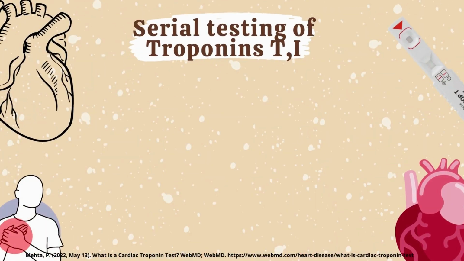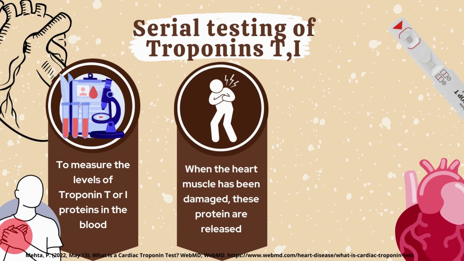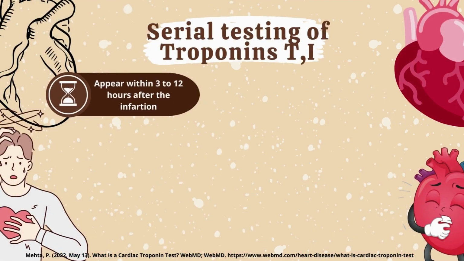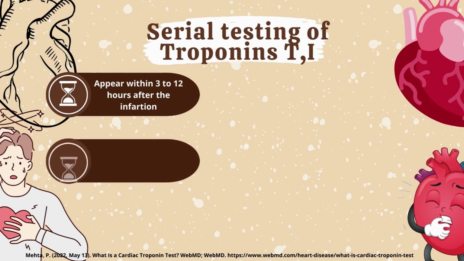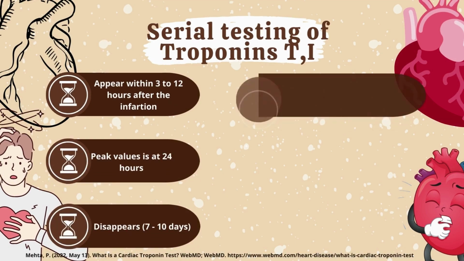Serial testing of troponins is to measure the level of troponin T or I proteins in the blood. When the heart muscle has been damaged, such as during a heart attack, these proteins are released. Troponin T and I levels in the blood will increase as the degree of cardiac injury increases. They appear within 3 to 12 hours after infarction, peak at 24 hours, and disappear within 7 to 10 days.